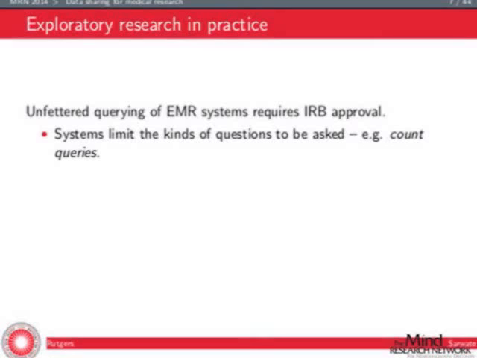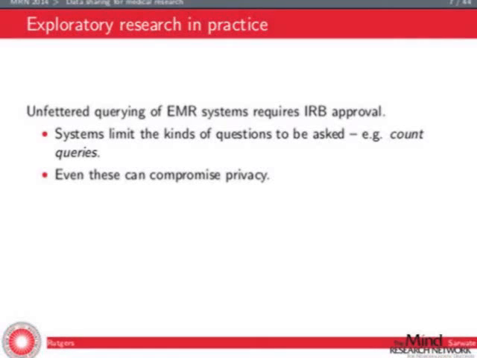So what systems do right now, for example the system built at Partners, is that they limit the kind of questions that you can ask. They say, we're going to let you have access via a tool which will let you identify cohorts. You can provide demographic features and query age ranges and other sorts of features to get counts of how many individuals in the database satisfy those criteria. Even with unfettered count queries, you can compromise privacy, because you can reconstruct enough information about an individual to identify them.